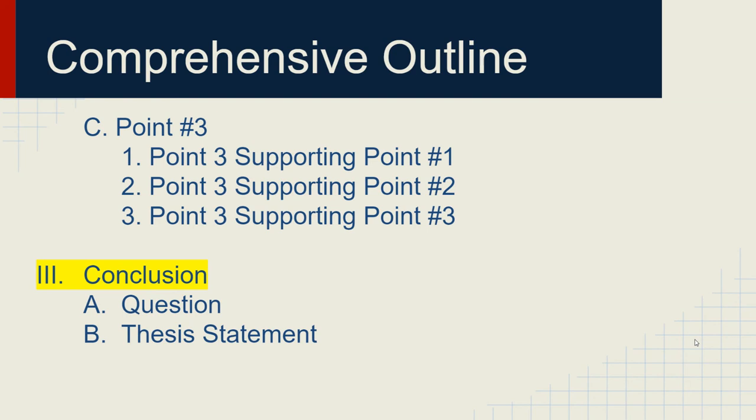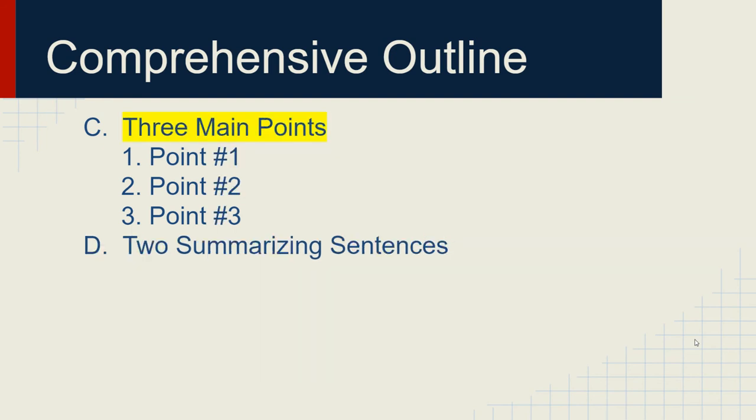You then space and you go to Roman numeral 3. It is yellow highlighted, so you actually type out the word conclusion. For capital letter A, you retype your question. For capital letter B, you restate your thesis statement. For capital letter C, you type out the words 3 main points. And then for 1, 2, and 3, you retype those 3 points. For capital letter D, you then write 2 summarizing sentences.